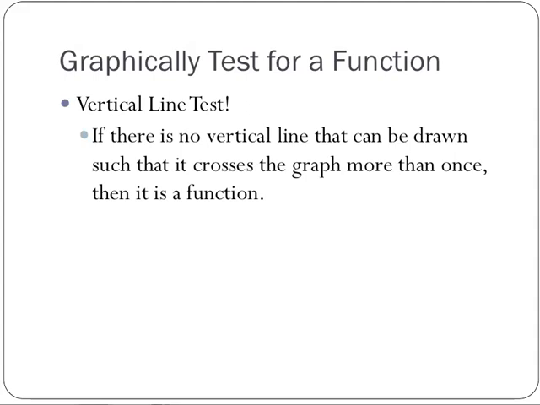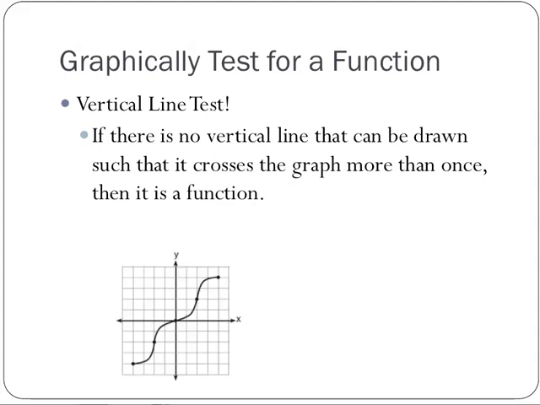So now let's look at graphically testing to see whether or not it's a function. So you might remember the vertical line test. And just as a reminder of how the vertical line test works, if there's no vertical line that can be drawn such that it crosses the graph more than once, then it is a function. However, if you can find at least one vertical line to be drawn through the graph where it crosses the graph more than once, then it is not a function.